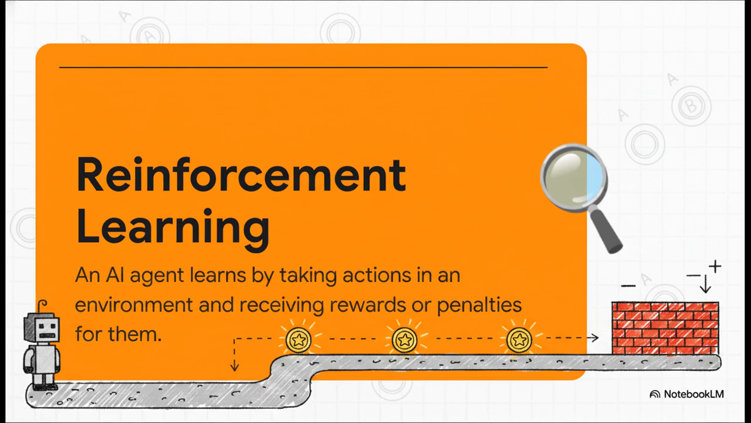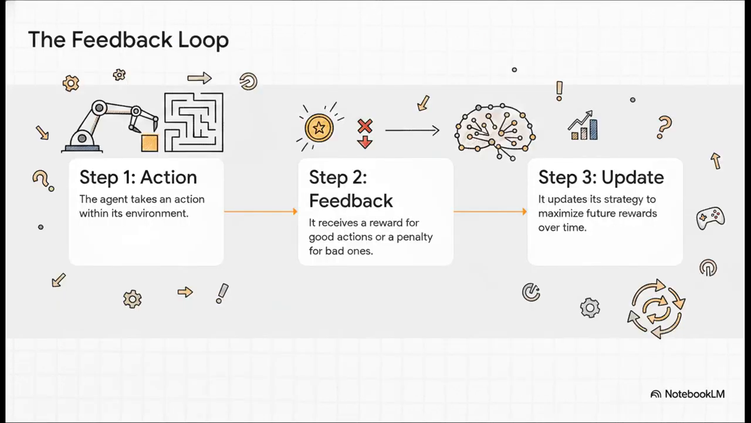And when it takes an action that gets it closer to a goal, like grabbing a coin, it gets a reward, a point. But when it makes a mistake, like running into a wall, it gets a penalty. It all works through this simple but incredibly powerful feedback loop. The agent tries something, it sees what happens, and then it updates its internal strategy to try and get more of those rewards and fewer of those penalties next time. You let it do this millions of times, and eventually, it develops a really sophisticated strategy to win the game.